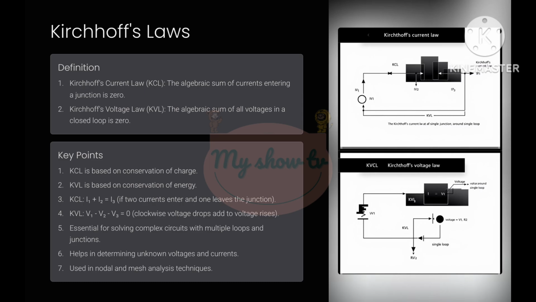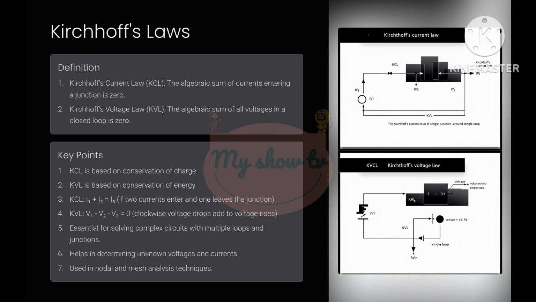2. Kirchhoff's voltage law, KVL. It states that the algebraic sum of all voltages around a closed loop is equal to 0. This follows the law of conservation of energy. As current flows around a loop, the total voltage gains and drops must cancel out. For example, suppose you have a loop with a battery of 12 volts and two resistors dropping 5 and 7 volts respectively. According to KVL, plus 12 minus 5 minus 7 equals 0, satisfying the law.